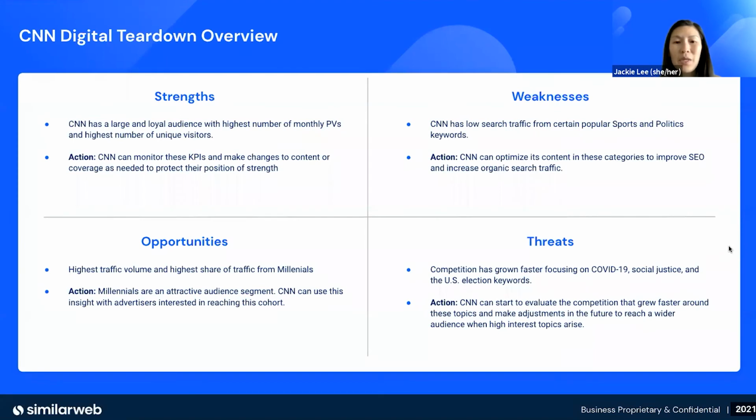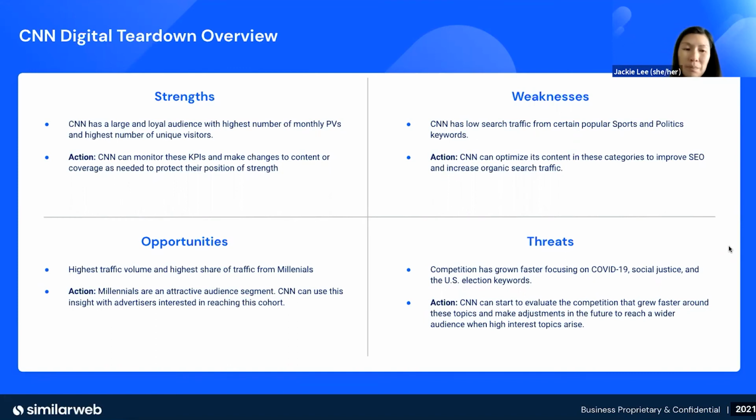Moving on to weaknesses, we know that CNN has low search traffic from certain popular sports and politics keywords. What Similarweb can help CNN do is to actually optimize the keywords that CNN is using in its content to improve its rankings within organic search, and therefore increase their share of organic search traffic when people are searching for these broad terms.